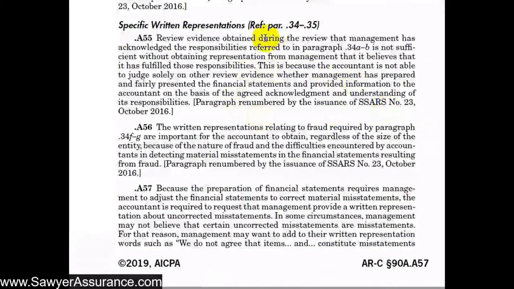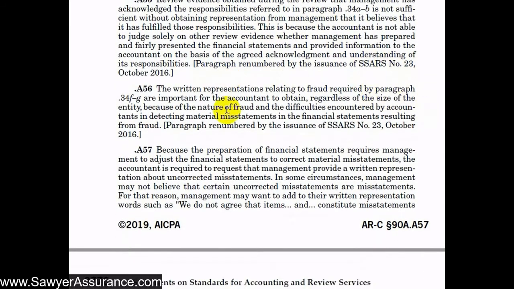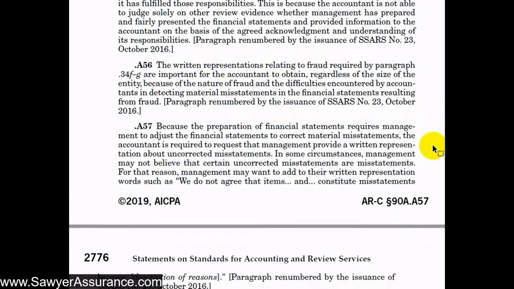The reason we're getting these representations in written form is that there's no way for us to really justify or have any evidence that management has prepared the financial statements and agreed on its responsibilities if management doesn't provide those acknowledgments and representations in a written letter. So that's why we put together this representation letter. And the same goes for the representations related to fraud. We see here that the size of the entity doesn't matter. We have to get this representation letter for any size company.